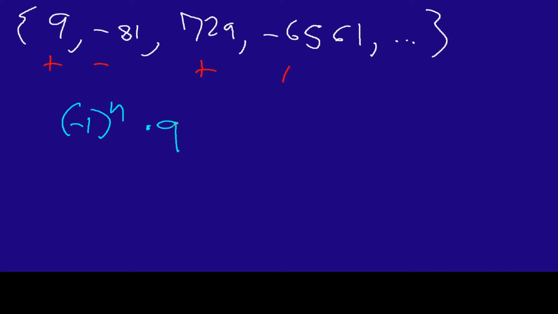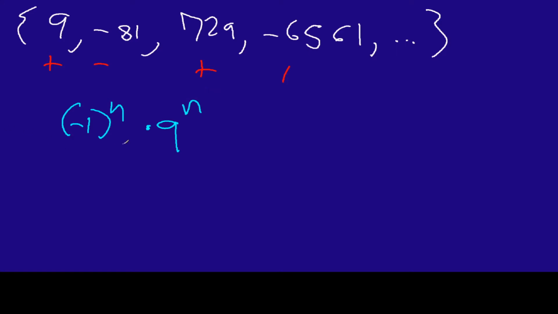Now, here's also what I know. If I do 9 to the first power, I'm going to have 9. If I do 9 to the second power, I'm going to have 81. So I'm probably going to have to raise it to a power. And then of course, if I do 9 to the third power, it's going to be that huge number right there, 729. So it's going to be 9 to the n power, but I'm not quite done yet.